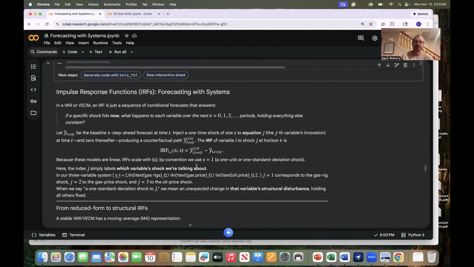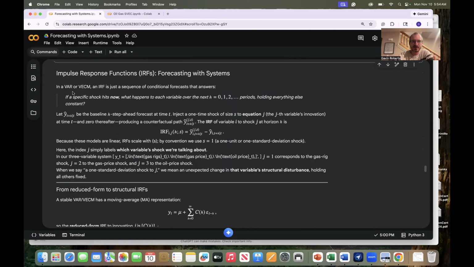So now we did a lot of work to get into some better versions of forecasting, and I think really the type of forecasting that can be really important. Oftentimes when we're forecasting with systems like this, we use something called impulse response functions. In vector autoregression and in vector error correction models, an impulse response function is just a sequence of conditional forecasts that answers the question, if a specific shock hits right now, what happens to each variable over the next periods: right now, 1 month out, 2 months out, 3 months out? So we want to trace out how a shock today would go through the system.